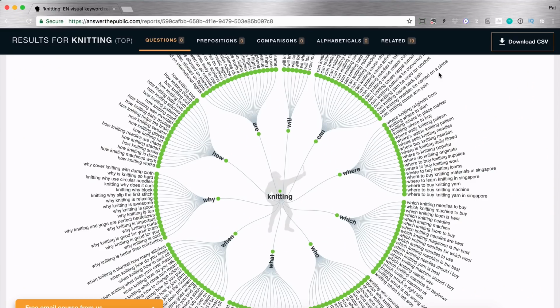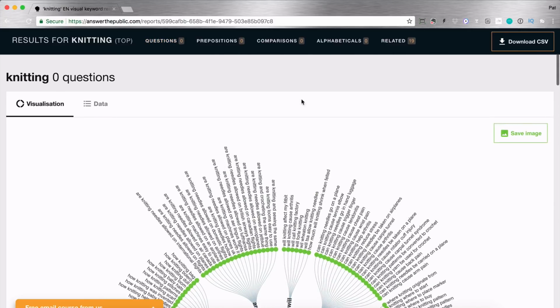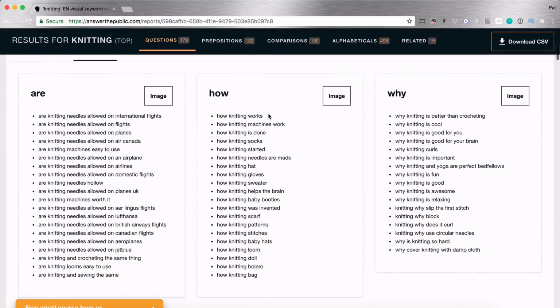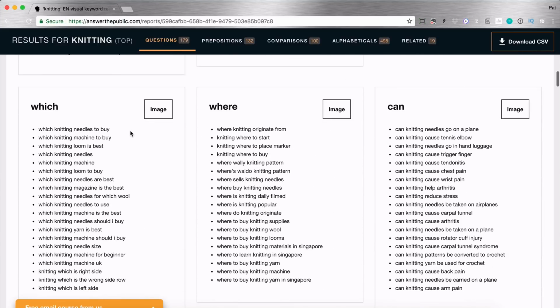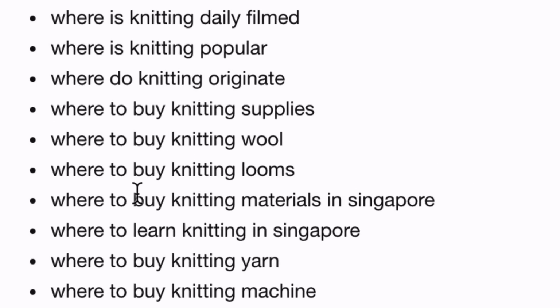Now this format's a little bit hard to read, but if you go up here and click on data, you can get the questions listed a little bit easier too and see them a little bit better. You can save this, and again, it becomes just a plethora of information that you can use moving forward. And check this out. Where to buy knitting supplies, where to buy knitting wool, where to buy knitting looms, where to buy knitting materials in Singapore, that's very specific. But as you can see here, there's even some affiliate and product opportunities in here too.